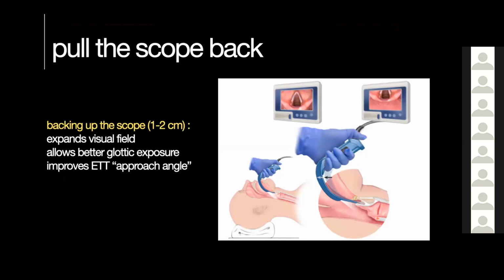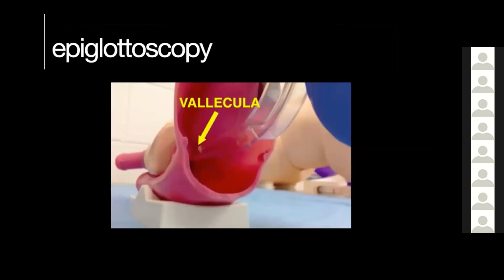That's going to allow you to expand your visual field. So you're going to see a lot better the entrance of your ET tube. Maybe you're not going to have as good a view of the cords, but that's okay. You still want to have some space to be able to see what you're doing with your tube. It's going to also improve your approach angle because, again, you're creating a little bit more space. So pull back your scope.